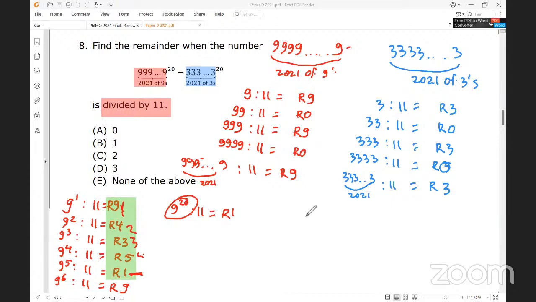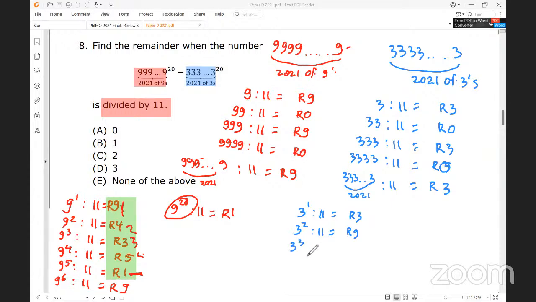Okay, so 3, because the result of 3 to the power of 3, and then there are 2021 threes, divided by 11. The remainder is 3. Then we just do the remainders. 3 to the power of 1, exactly the same thing, divided by 11. The remainder is 3. And then 3 to the power of 2 divided by 11. The remainder is 9.